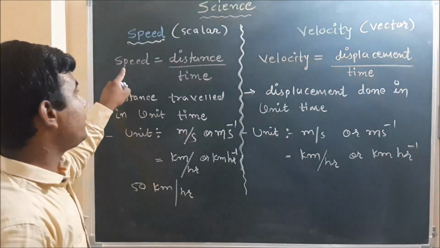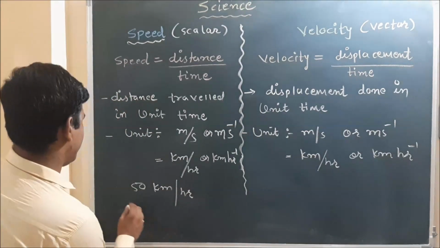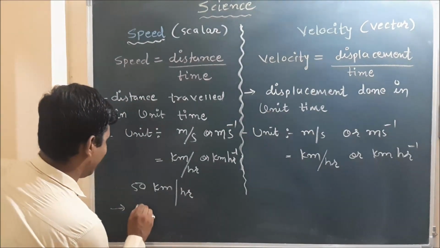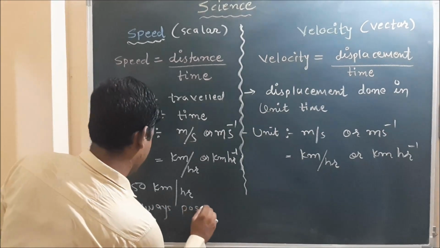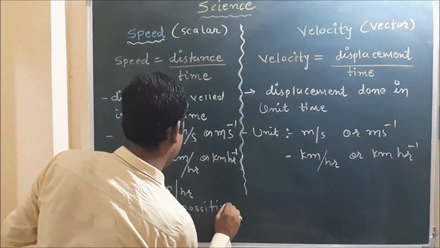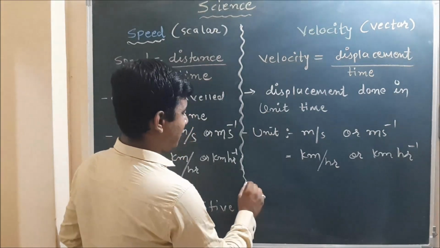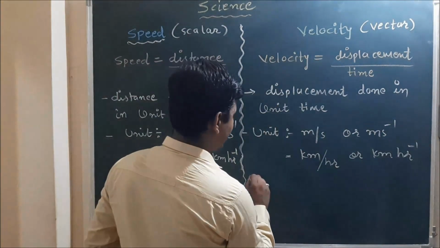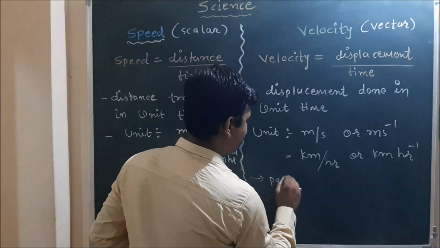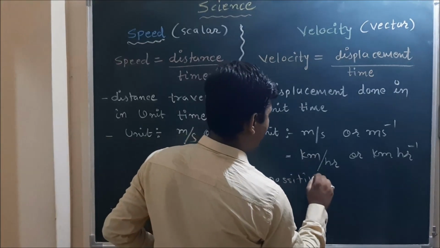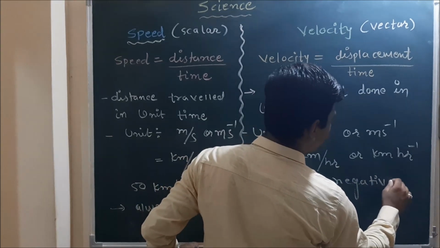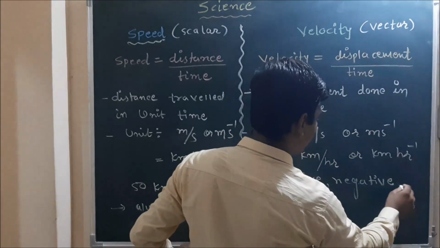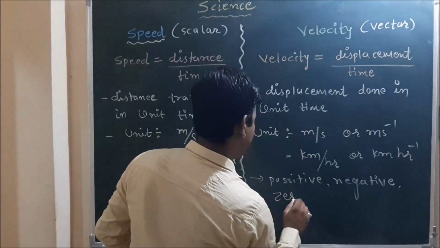Remember again, speed will always be positive. Another point, speed is always positive, while velocity can be positive, it can be negative also, and if the displacement is 0, then in such a case it can be 0 also.